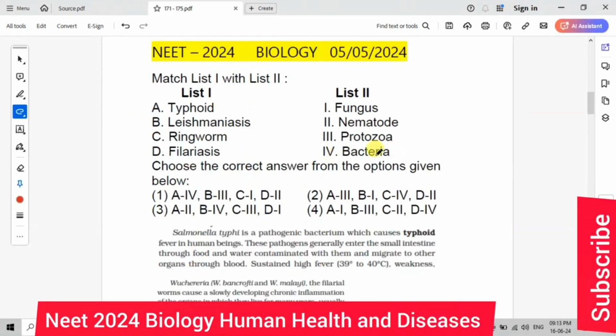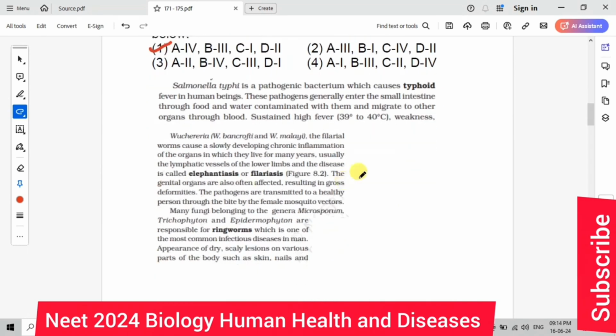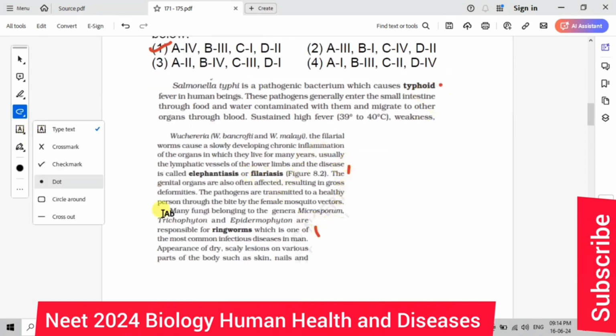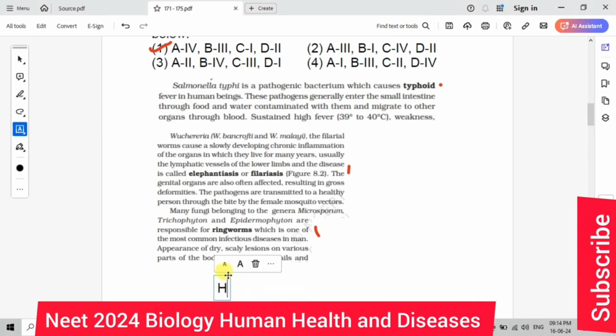Typhoid. It is caused by a bacterium, Salmonella typhi. So it is 4. Leishmaniasis, and it is 3. It is a protozoan. Next, ringworm, and it is a fungus. So it is 1. Next, filariasis, and it is 2. Nematoda. So it is option 1, 4, 3, 1, 2. Okay, next you can see the NCERT statements or NCERT topic here from the chapter known as Human Health and Diseases.